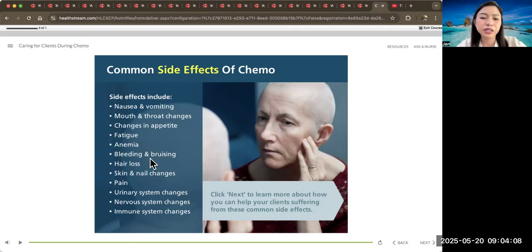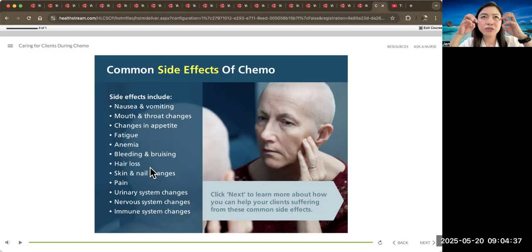Bleeding and bruising, yes, this happens because of anemia, and because the platelet counts also get diminished as a side effect of chemotherapy drugs. Hair loss, some patients lose their hair by their second cycle. Some don't even have any effect, so they still have their hair, even though it's their fourth cycle.